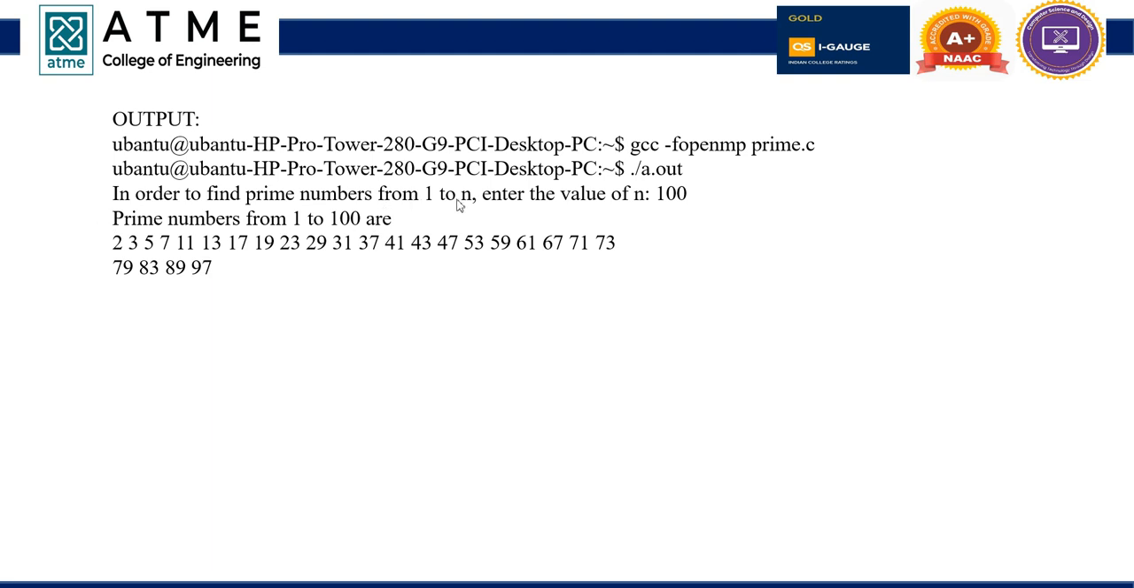So now we are going to enter the value of n from 1 to n. Here it is entered as 100. The prime numbers from 1 to 100 are printed as 2, 3, 5, 7, 11, 13, 17, 19 up to 97. So this is the output of the prime number program. Thank you for watching the video.